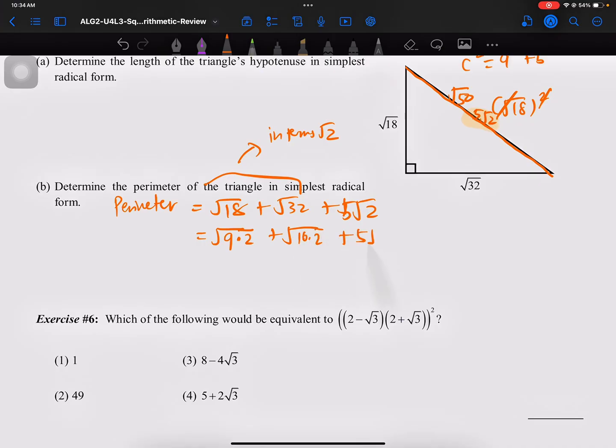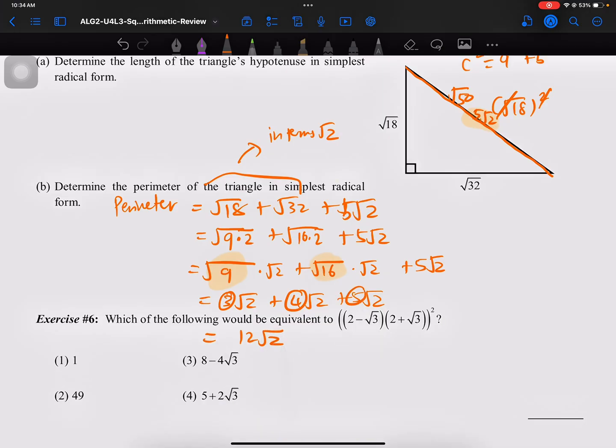Then we split this: √9 times √2 plus √16 times √2 plus 5√2. And then we simplify everything. This is 3√2 plus 4√2 plus 5√2. You can see that all are like radicals, so we can add them: 3 plus 4 plus 5 is 12√2. This is our final answer. The perimeter is 12√2.